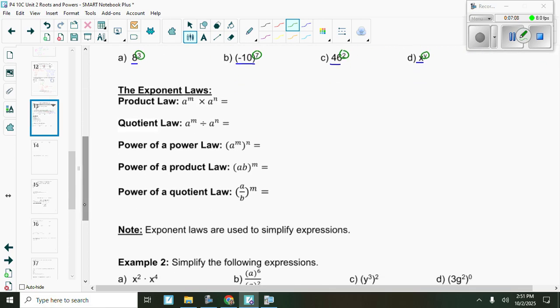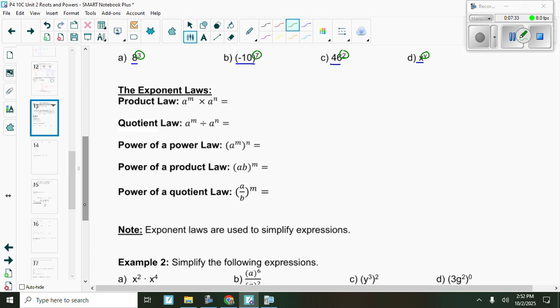I believe you guys have done exponent laws in the past. This should not be new. But give me a little wave if this is new for you. You guys learned last year, or even grade 8 for sure. I'm trying to think if we did it in grade 7. I think we even did it in grade 7 because I taught grade 7. So you guys have seen this for a little while.